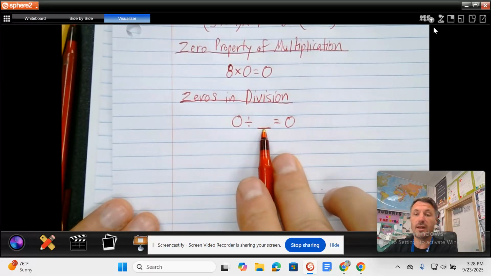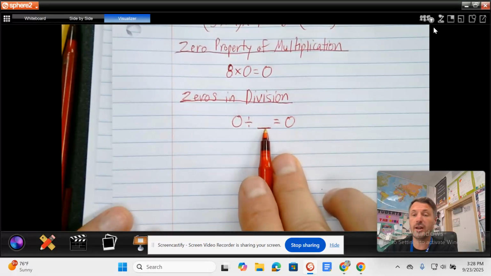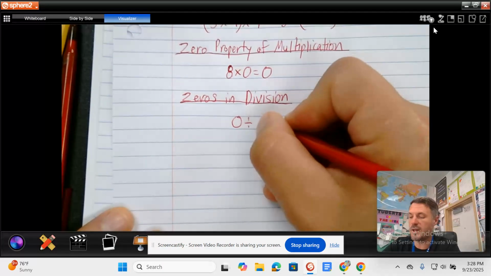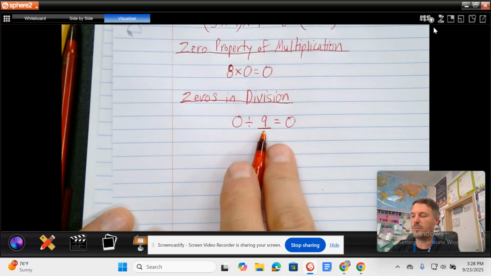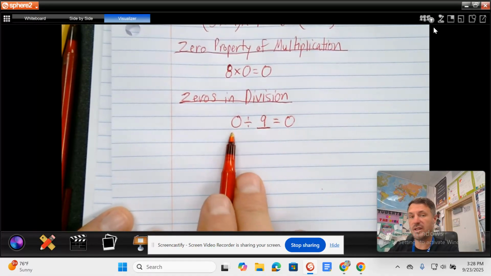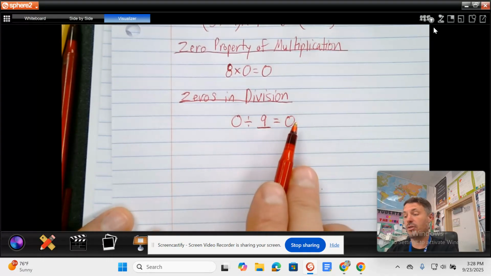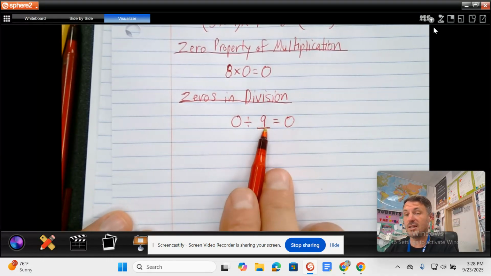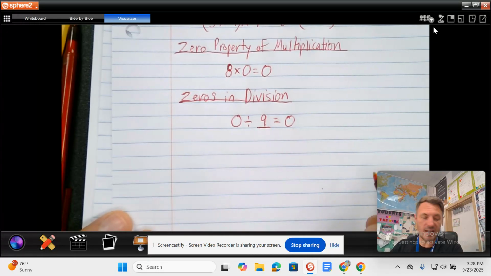You could put a 7 there, a 6 there, a 12 there, 1,546 there, it doesn't matter. Let's just put a 9 there. 0 divided by any number equals 0. If the dividend is a 0, the quotient is a 0. It doesn't matter what the divisor is. Okay? So that's called that.